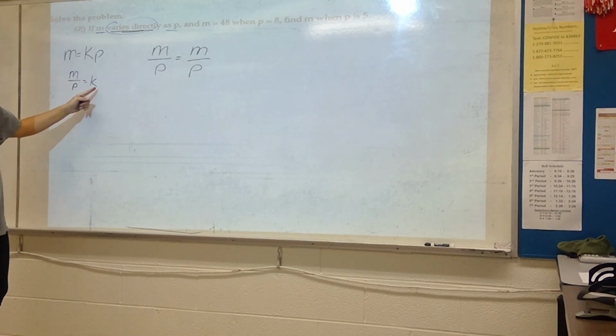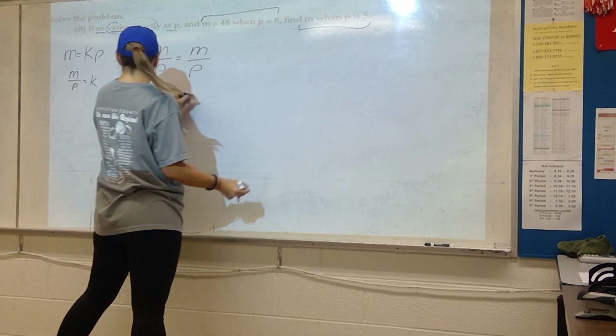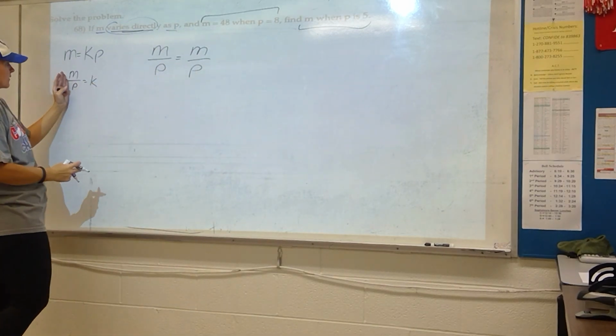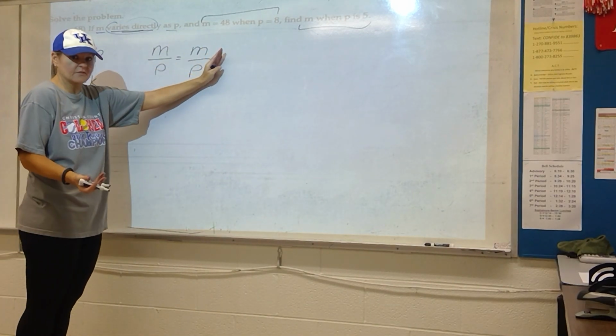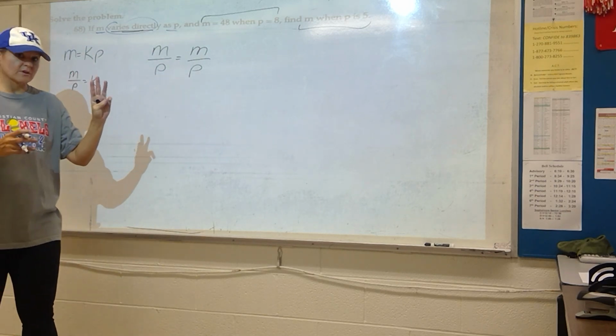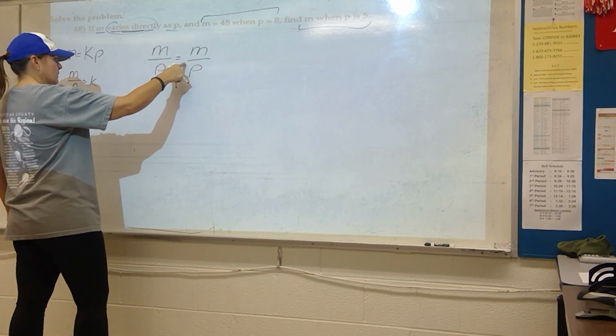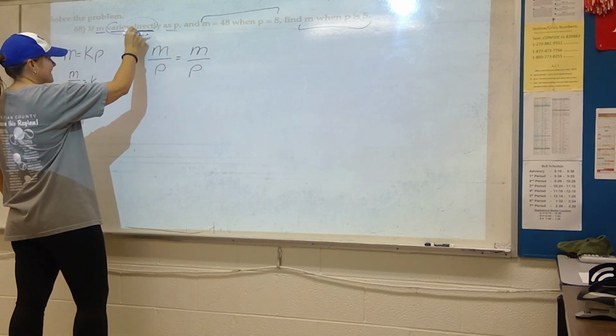So the constant of variation is constant for these two, and it's constant for these two. So what we're doing is we're taking the constant, m over p, setting it equal to the constant, m over p. All you have to remember is, when they give you 3 out of 4 values, you want to set up a proportion like this.